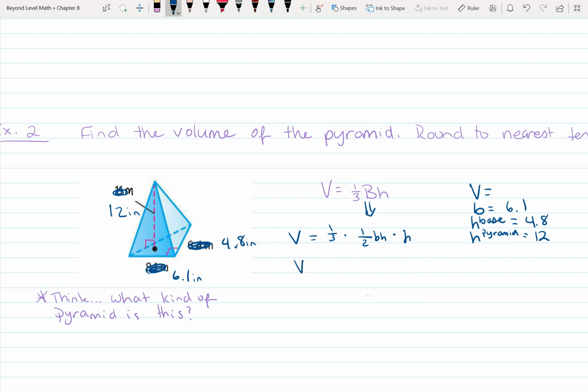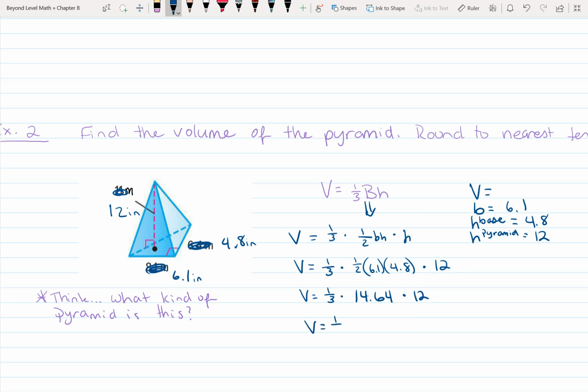And let's plug in what we know. I don't know V, so I'm going to put V there. I'm going to keep it, right? I don't drop it. 1/2, my base is 6.1. Height of the base is 4.8 times height of the pyramid, which is 12. Alrighty, so 6.1 times 4.8 is 29.28 times 1/2 is 14.64. So 1/3 times 14.64 times 12. We do 14.64 times 12 first.